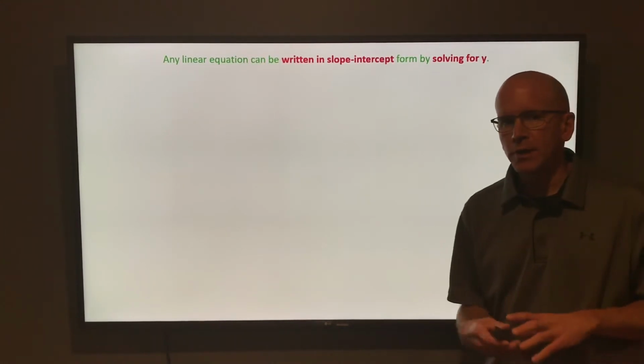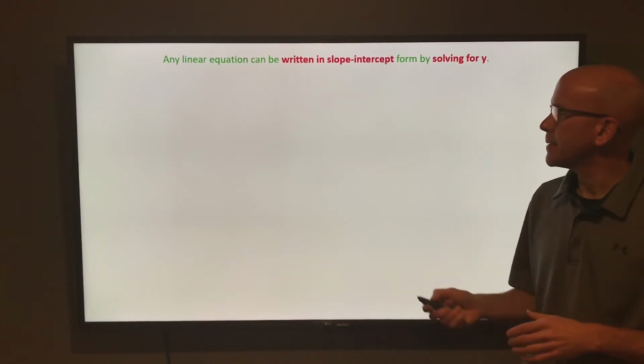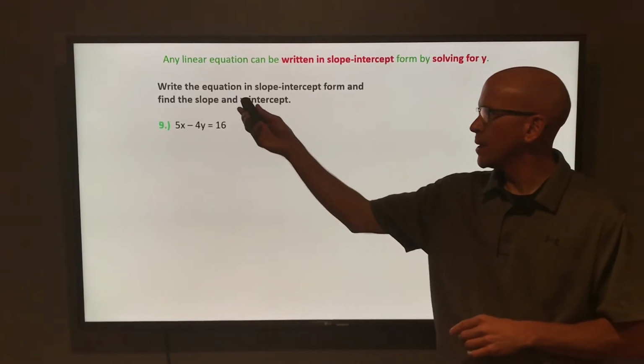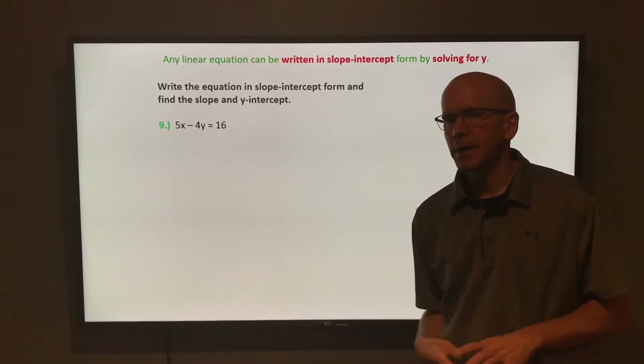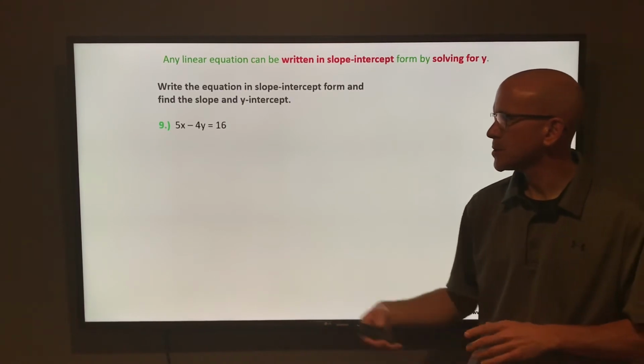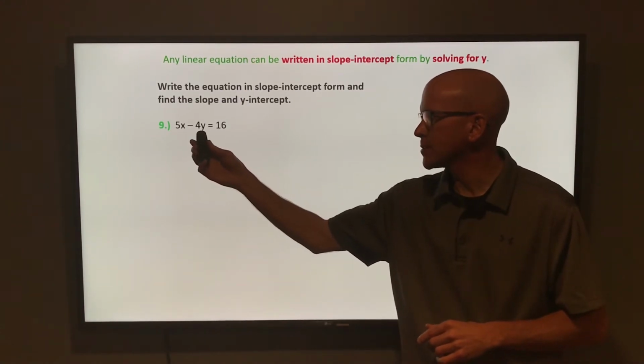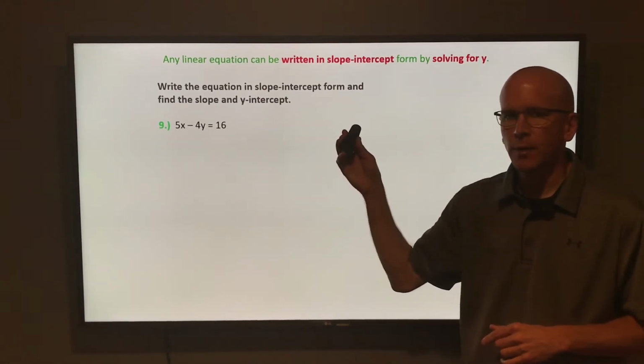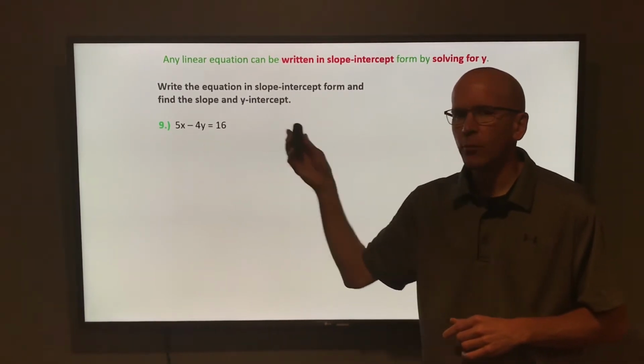Any linear equation can be written in slope-intercept form, just by solving for y. We're going to write the equation in slope-intercept form and then also pick out the slope and the y-intercept. So to get this in slope-intercept form, we want to solve this equation for y. So we need to move the 5x to the right side and then move -4 to the right side.